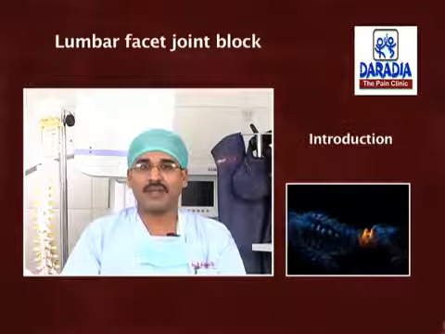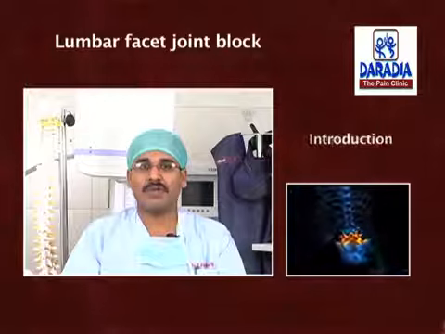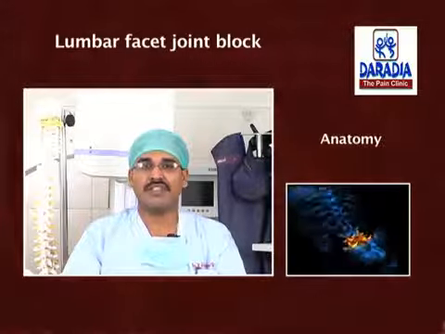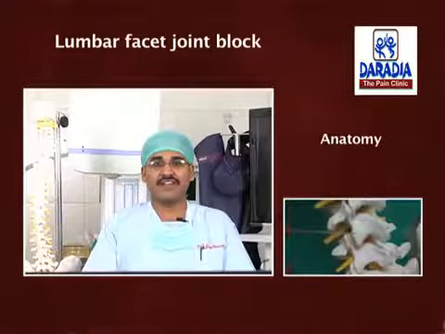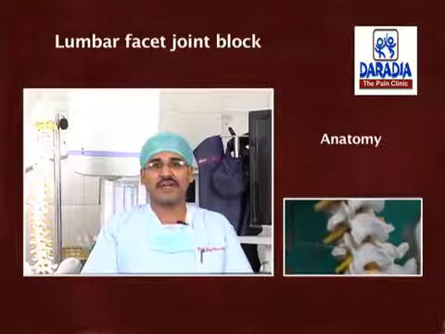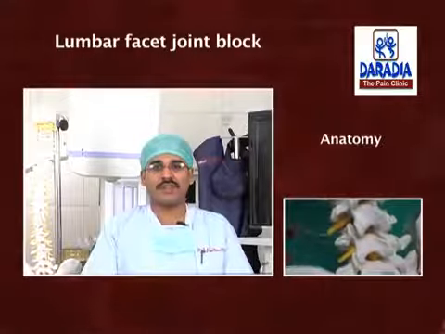To understand the block, we should have a better understanding of the anatomy of the lumbar facet joint and its innervation. So, we will be starting with the anatomy of the lumbar facet joint and its innervation. The facet joint, otherwise called the zygapophyseal joint, is formed by the inferior articular process of the vertebra above and the superior articular process of the vertebra below.